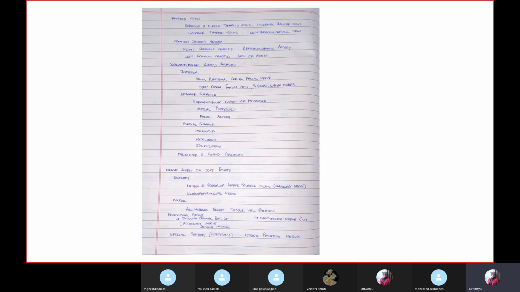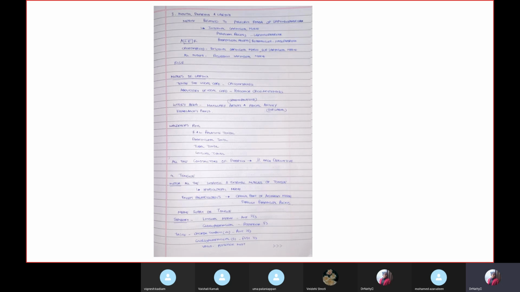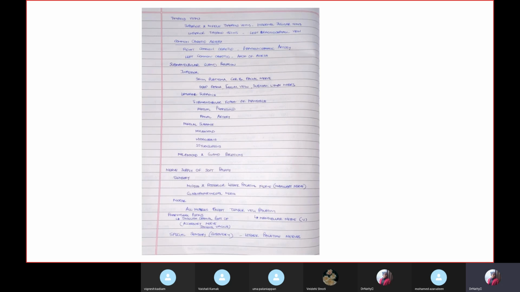Usually they'll just mention pharyngeal plexus. In case the question is going to be very tough, instead of the words pharyngeal plexus, they'll give either the 11th cranial nerve or the 10th cranial nerve. If both are there, go for the 11th cranial nerve. But in case the 11th cranial nerve is not there, then you have to select the 10th cranial nerve.